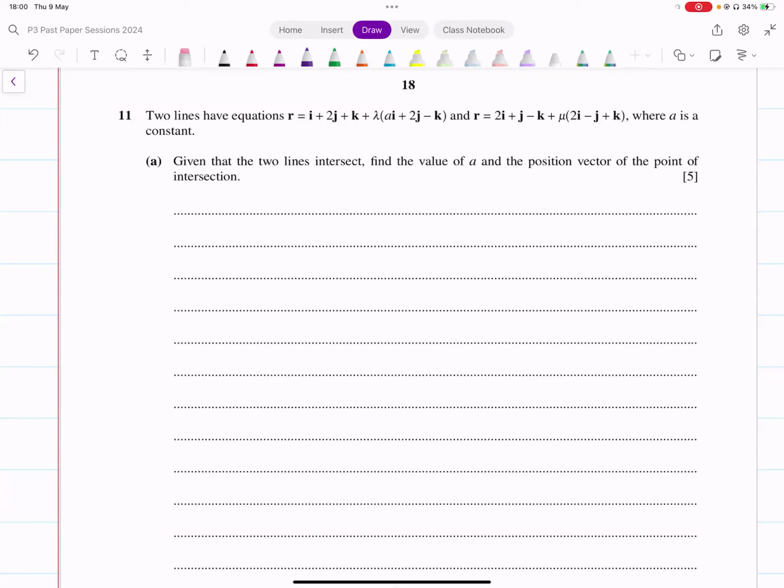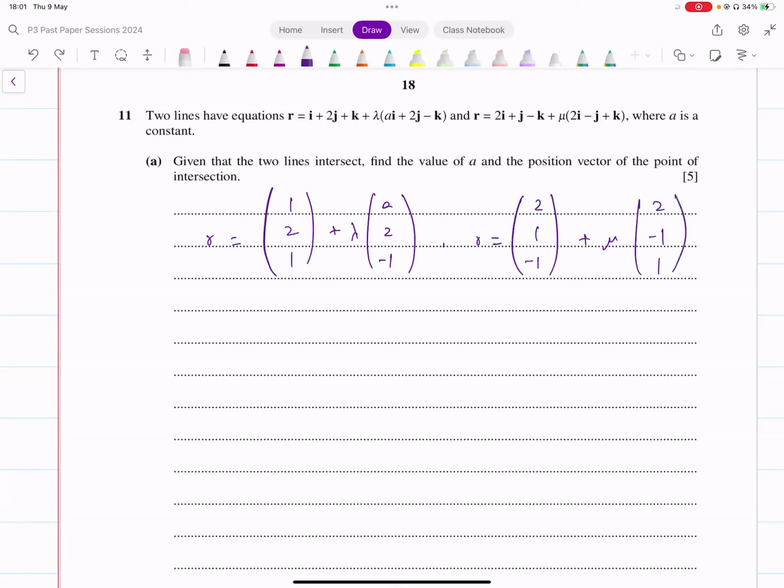2 lines have these equations. Given that the lines intersect. Okay, so what I'll do is I'll do it very quickly, okay? Given that the 2 lines intersect, find the value of A and the position vector of the point of intersection. Now, how do you start? First of all, write this in column vector form. That makes things easier to understand. The first equation is R equals (1, 2, 1) plus lambda into (A, 2, minus 1). That's the first equation. And then the second equation is (2, 1, minus 1) plus mu into (2, minus 1, 1).